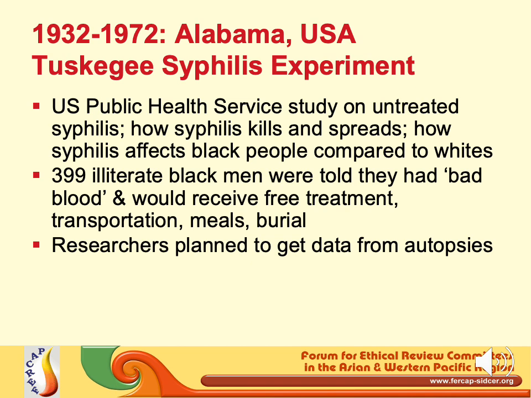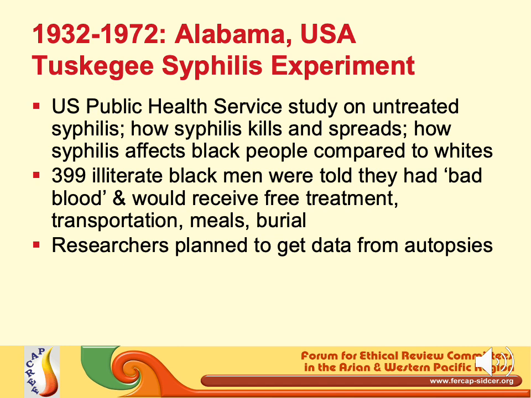They wanted to know how syphilis kills and spreads, how syphilis affects black people compared to whites, and there were 399 illiterate black men who were told that they had bad blood and would receive free treatment, transportation, meals, and burial. And from them, researchers planned to get data from their autopsies.